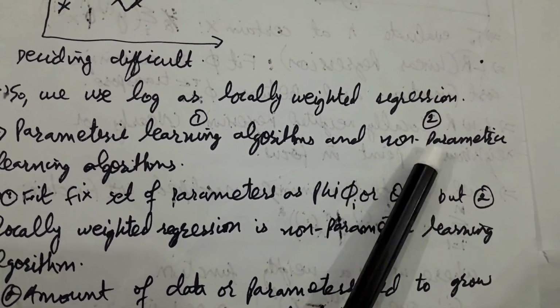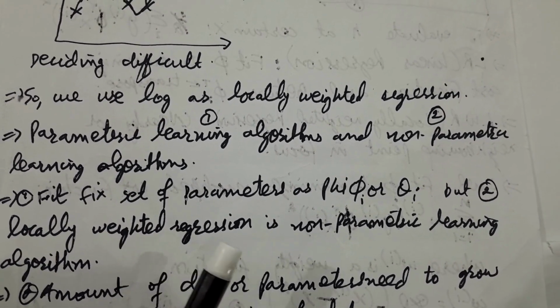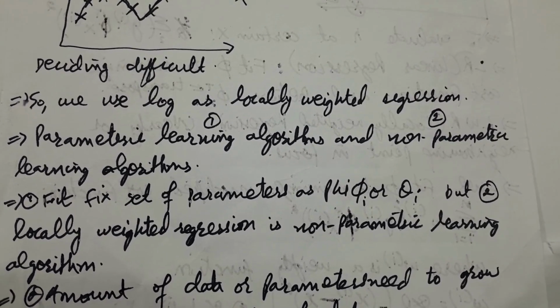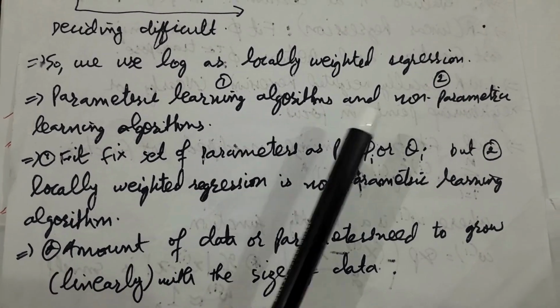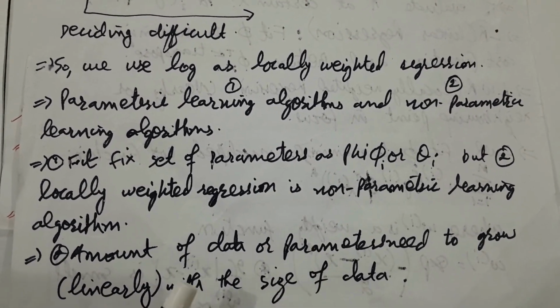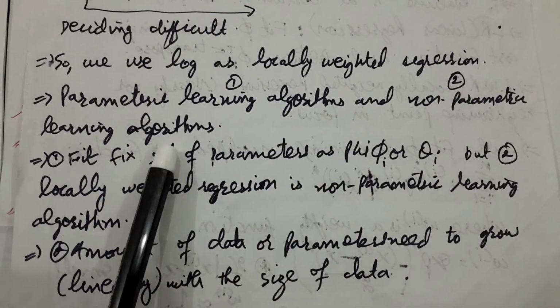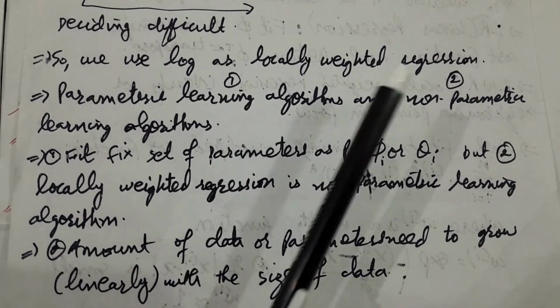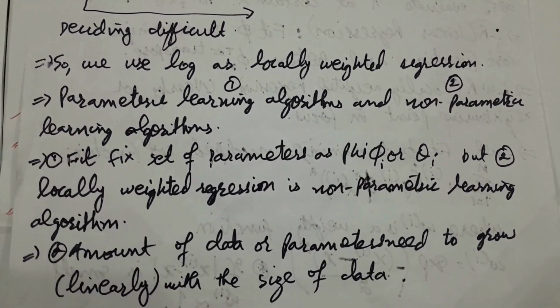But for number 2, non-parametric learning algorithm, locally weighted regression is a non-parametric learning algorithm. Also, for the non-parametric, the amount of data or parameters needs to grow linearly with the size of data for the non-parametric learning algorithm. Now here 1 and 2 I have mentioned. So 1 is for 1 and 2 is for 2.